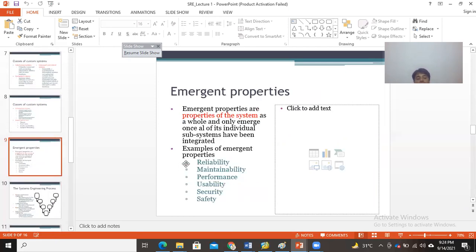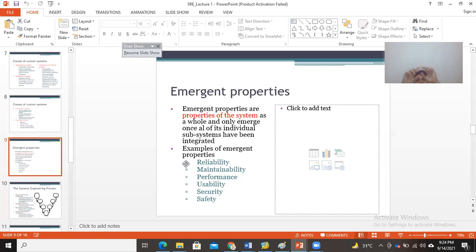Okay, now we have discussed the classes of the systems. Now we will come to the emergent properties of the system. The word emergent by itself defines a particular thing, that is, something is coming out of another thing, so we say that something is emerging. These emergent properties are the system properties which, as a whole, represent the properties of the system and only emerge, only come out, once all of its individual systems have been integrated.